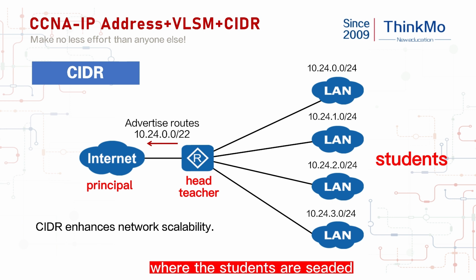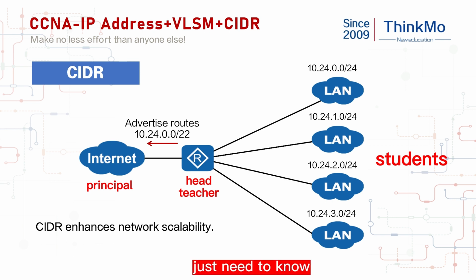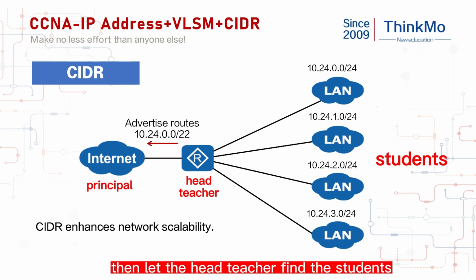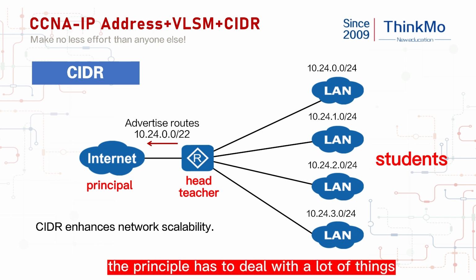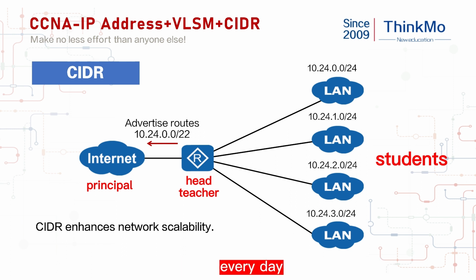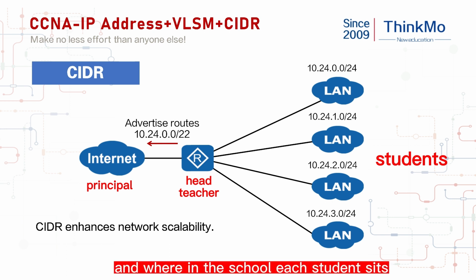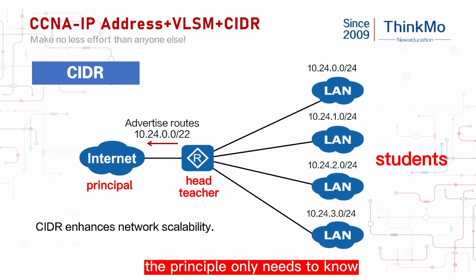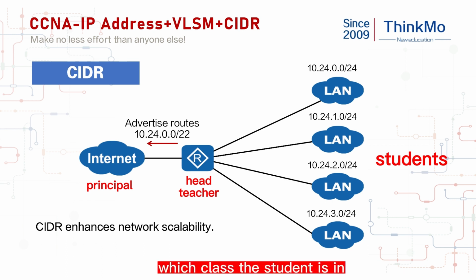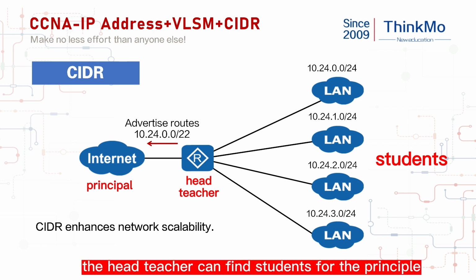where the students are seated. They just need to know which class they are from. Just ask the head teacher, then let the head teacher find the students. The principal has to deal with a lot of things every day. There is no need to record in which classroom and where in the school each student sits. The principal only needs to know which class the student is in. Find this head teacher, and the head teacher can find students for the principal.